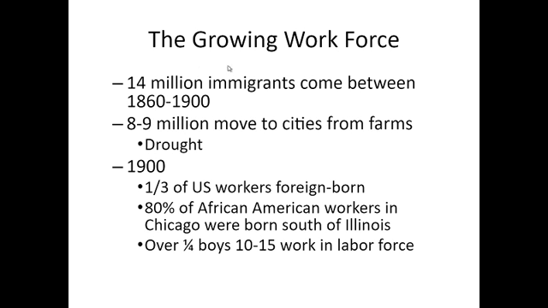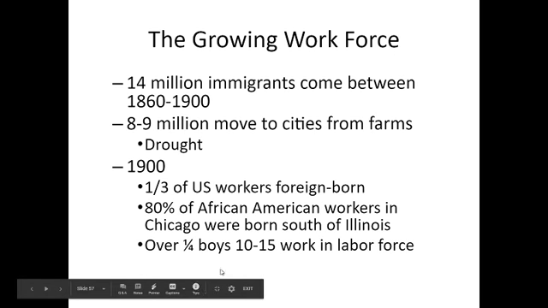And a lot of them are new. They don't speak English. For example, in 1900, 1/3 of the U.S. workers were foreign born. And we see it's not just people coming from outside the U.S. or people coming from farms to the cities. So, for example, in Chicago, 80% of the African American workers in Chicago were born south of Illinois, and people were moving to the cities to get a new start. So the African Americans were moving from the south to the north to places like Chicago to try to get a new start. And a lot of the workers were also young.